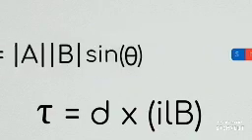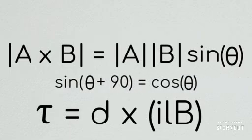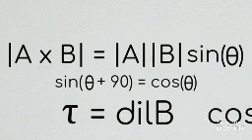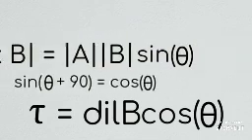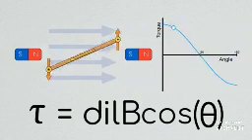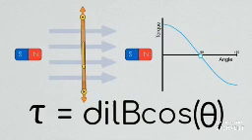For the second cross product, we can use the fact that the magnitude of a cross product is equal to the vector magnitudes times the sine of the angle between them. Noting that our force vector will lead our current vector by 90 degrees, we can approximate our earlier equation of torque to be equal to D I L B cosine theta. Looking back at the animation we showed last episode, we can now plot the torque on the loop as it swings through a revolution. From this, I want to point out two key ideas.